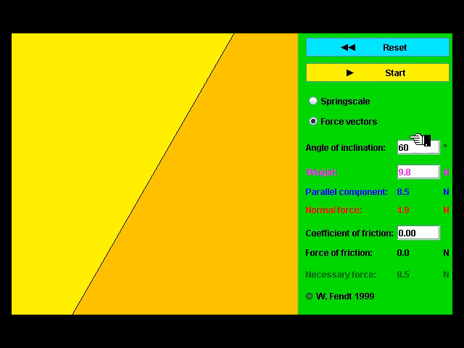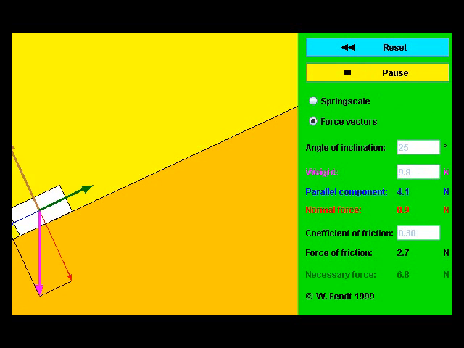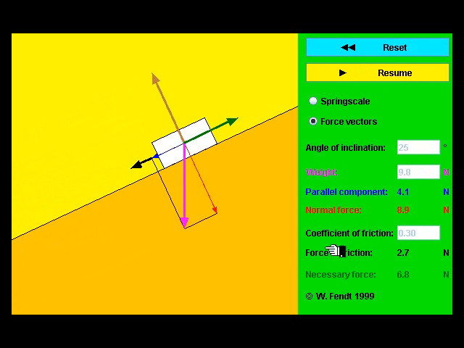Now if we add friction to the game, let's just make this 25 degrees, and if we make the coefficient of friction, let's say something like 0.3, then what that's going to do is add more of a drag as we try to pull this block up the hill. So there's our applied force, and notice that our applied force has to overcome two forces in this case. It has to overcome both the parallel component of force, which is 4.1 newtons. It also has to overcome the force of friction, which they've calculated for us, is 2.7.